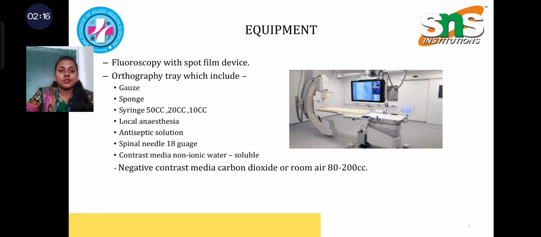Equipment: fluoroscopy with spot film device, arthrography tray which includes gauze, sponge, syringes 50 cc, 20 cc, 10 cc, local anesthesia, antiseptic solution, spinal needle 18 gauge, contrast media non-ionic water soluble, and a negative contrast media, carbon dioxide or room air, 80 to 200 cc.